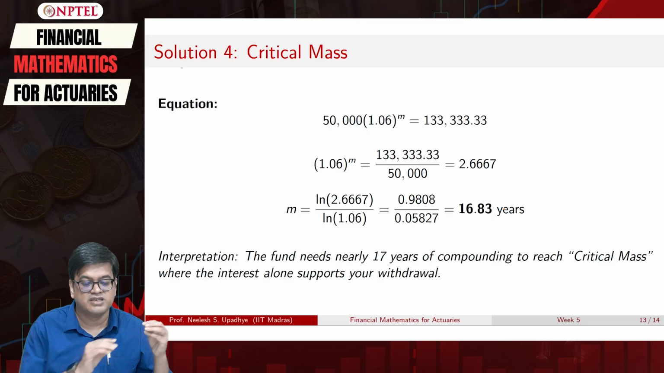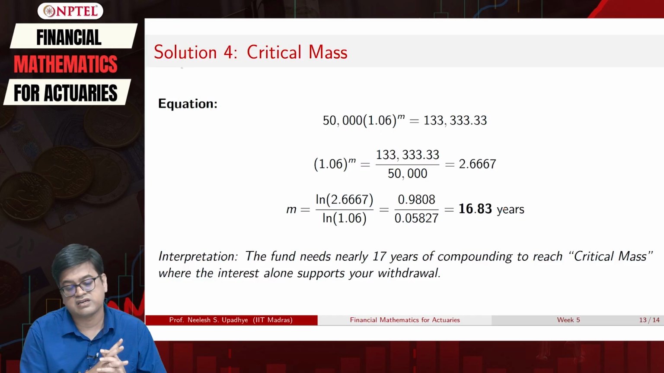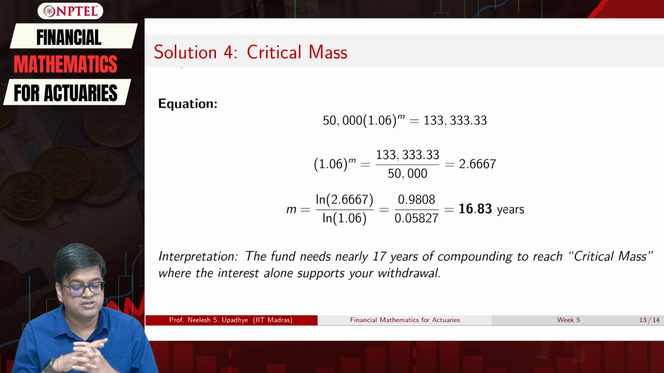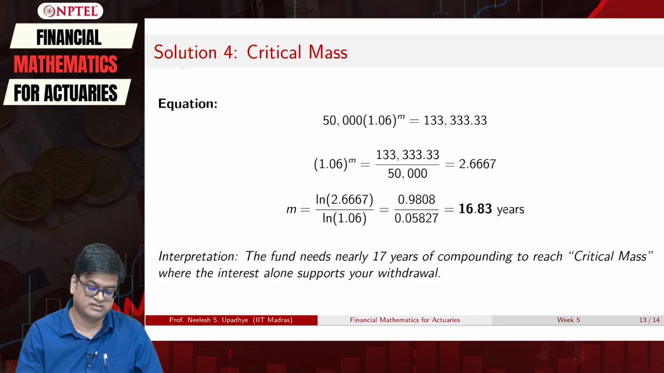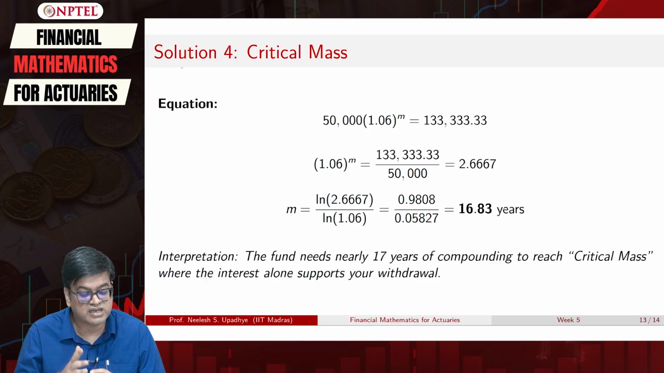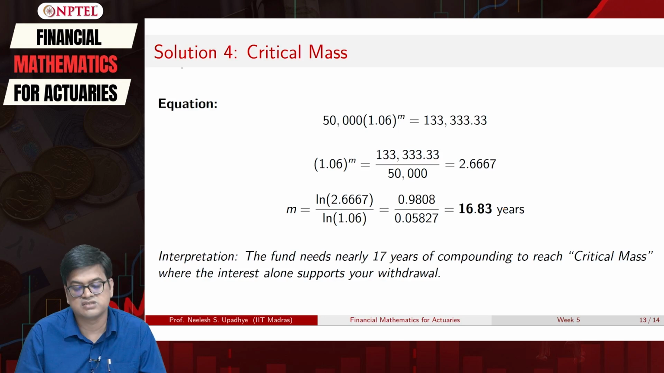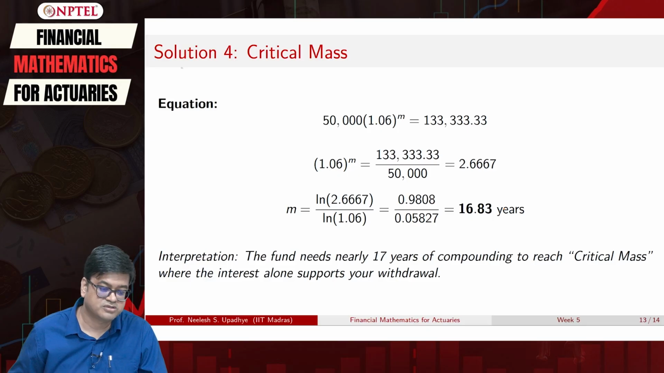That means if you invest 50K today, to get $8,000 per year as a perpetuity, you need to wait for roughly 17 years to reach that critical mass where the fund will pay you $8,000, right. So this is the interpretation for today's class. So wonderful, we have solved 4 difficult problems which turned out to be very easy problems.